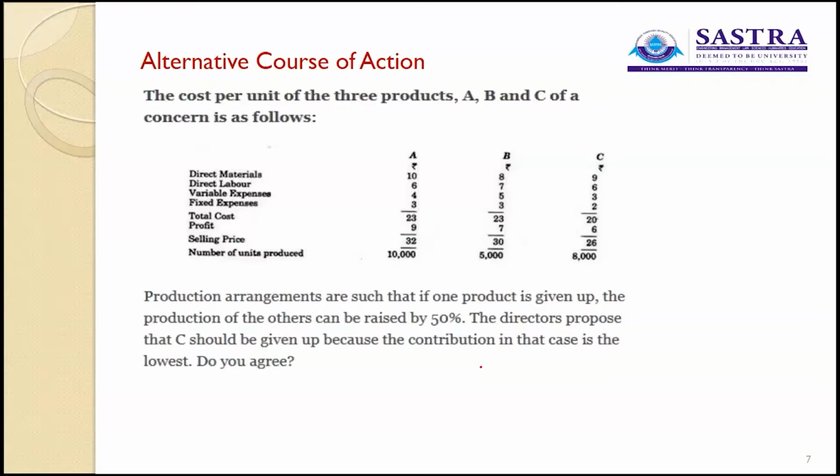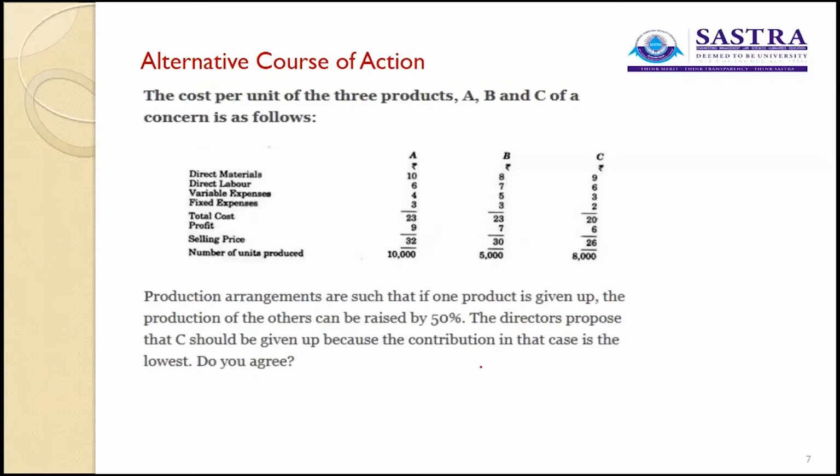We have direct materials 10, 8 and 9, direct labor 6, 7 and 6, variable expenses 4, 5 and 3, fixed expenses 3, 3, 2. So the total cost is 23 for product A, 23 for product B and 20 for product C.